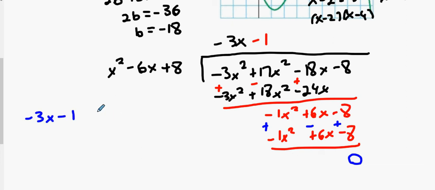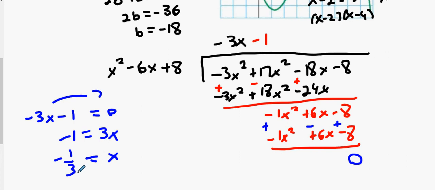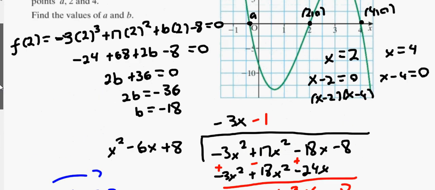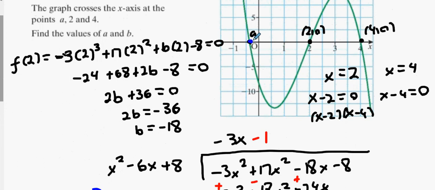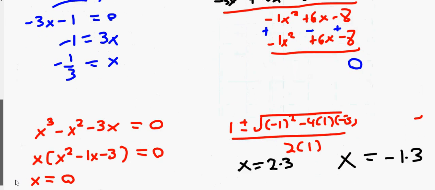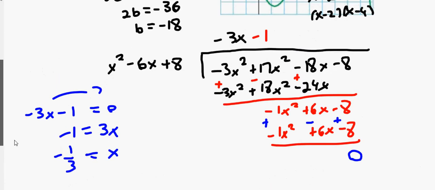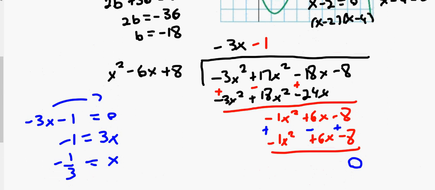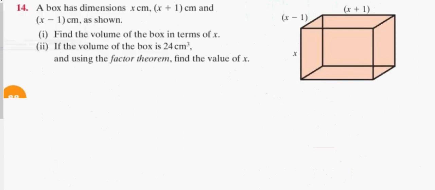Put it equal to 0. What do we get? Minus 1 equals 3x, and x will equal minus 1/3. Now what's great as well? That is actually roughly minus 1/3. It's just below the halfway line. So you know you're correct. How many people got that one out? Good job. Okay.